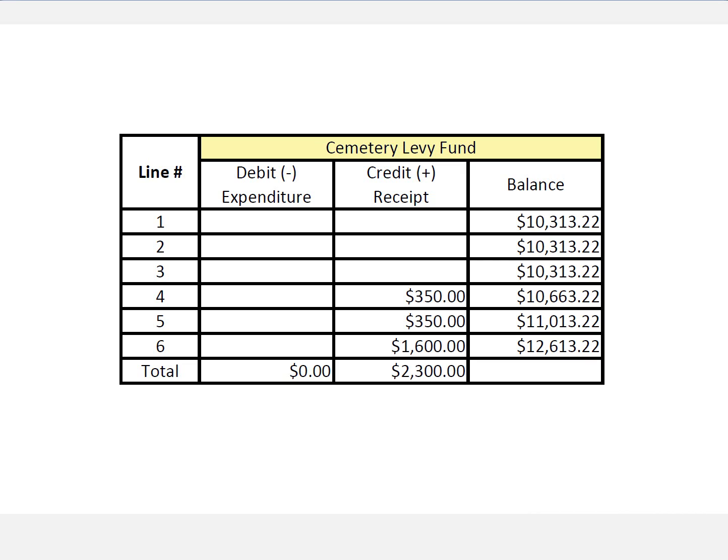The cemetery levy fund has 3 revenue account entries on lines 4, 5, and 6. Each entry increases the fund cash balance. The remaining funds have no share in the receipts. Their balances are carried forward unchanged.